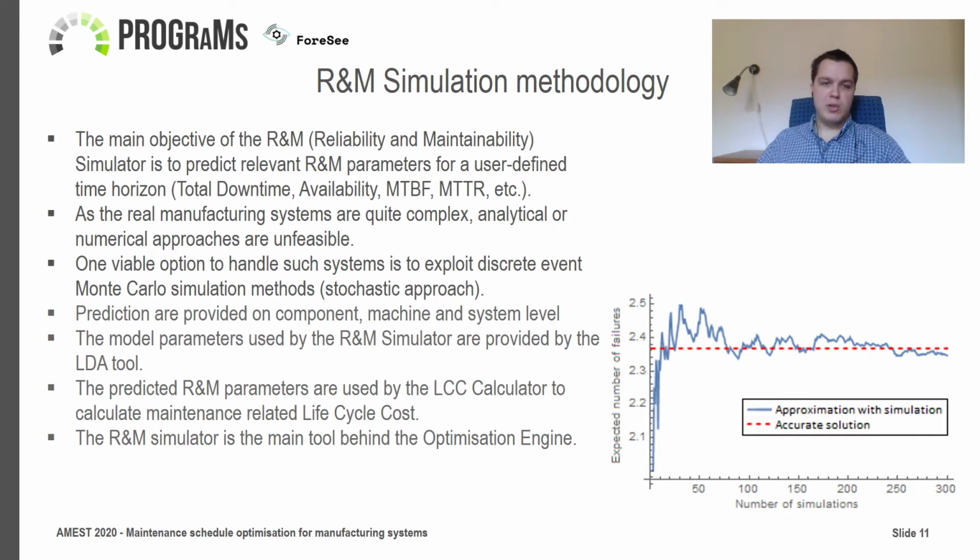From the reliability model determined by the LDA tool, future behavior of the system can be predicted, as well as the reliability and maintainability parameters, such as availability or total downtime, for a user-defined time horizon. As real manufacturing systems can be extremely complex, analytical or numerical approaches are unfeasible in most cases. In order to handle such systems, a discrete event Monte Carlo simulation method is used. In this stochastic approach, the time and duration of maintenance events are generated randomly based on the reliability models. Once we reach the simulation end time, the R&M parameters are calculated.